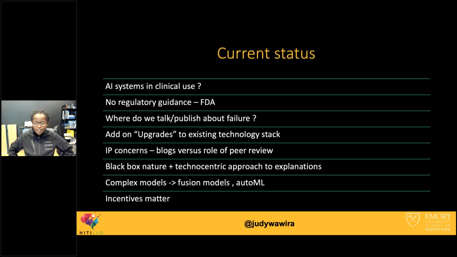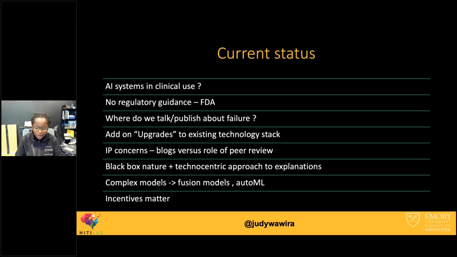So what's the current status? We know that AI is starting to get used in the clinical systems, even if the FDA, at least in the US, is saying this is what it will take. We know a few months ago they were saying we don't need to regulate this space. We don't have a place where we talk and publish about failure. There's a big danger when we have these upgrades to existing technologies. And as we start to think about incentives and money, intellectual property is a big concern.